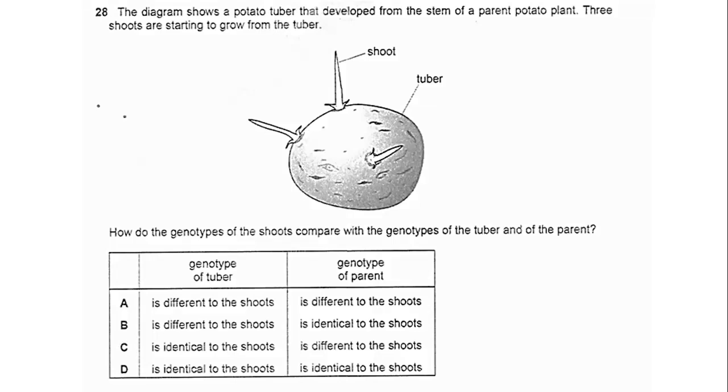The diagram shows a potato tuber that developed from the stem of the parent potato plant. 3 shoots are starting to grow from the tuber. How do the genotypes of the shoot compare to the genotypes of the parent? Of course, they are both identical because this is a type of asexual reproduction. So it's identical to the shoots.